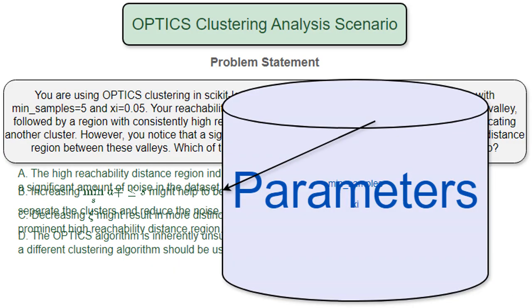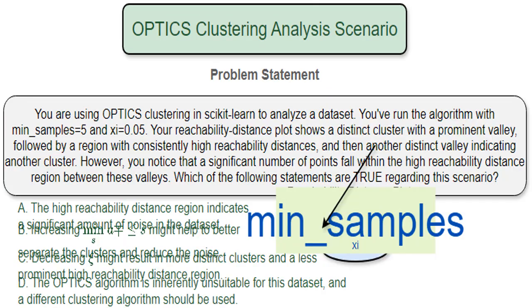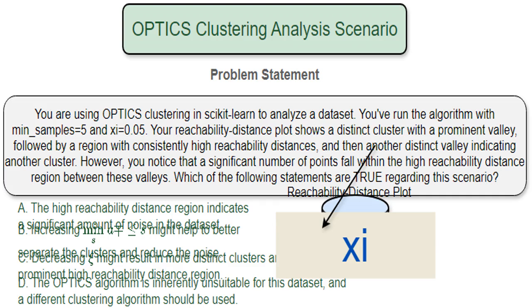These are settings that I use to control how the optics algorithm behaves. They influence the outcome significantly. This parameter determines the minimum number of points required to form a dense cluster. Increasing it makes the algorithm less sensitive to noise and small clusters. This parameter controls the reach of a point's influence during cluster formation. A smaller xi makes the algorithm more sensitive to density changes. Think of it as the reach of a point's influence on its surrounding points when forming clusters.